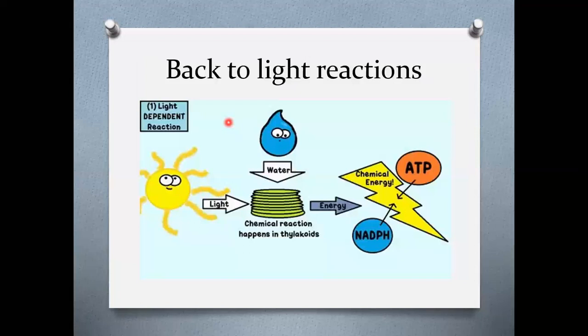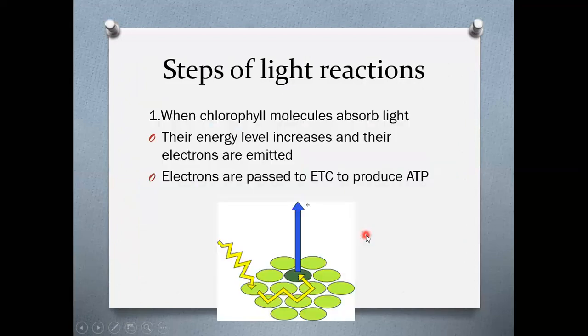Now coming back to the light reaction, what happens there? Light dependent reaction. Sunlight is giving the light in the form of photons. This is a thylakoid. This is the structure of a granum, which is present on your screen. You can see that the chemical reaction happens in the thylakoid. We add water to it, and energy is converted and stored into ATP and NADPH molecules.